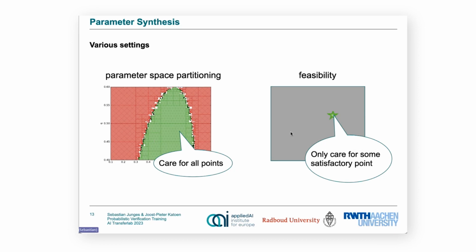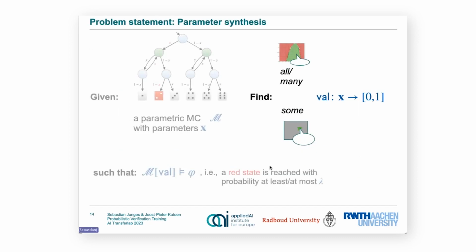On the other hand, sometimes all we want is really just to find a needle in the haystack, right? Give me one instantiation of this system such that we satisfy our specification. And which setting we are in changes this question a little bit, right? So sometimes we just want to find some valuation, and sometimes we want to find all valuations.